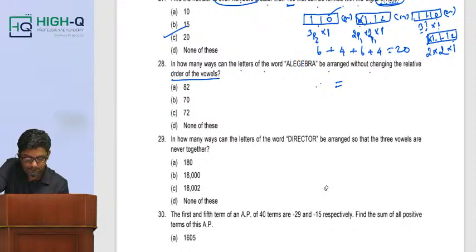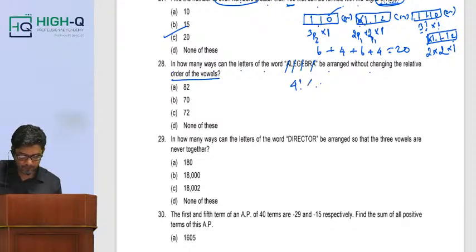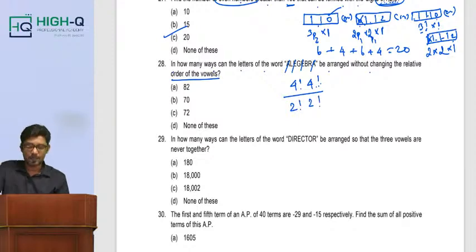Sorry. Some calculation mistake I'm doing. E is there. Double E are there, na? Okay. A. Sorry, 4 are there. Sorry, my dear. 1, 2, 3, 4. Okay. So is it nothing but 4 factorial into 4 factorial divided by 2 factorial into 2 factorial? Is that correct, my dear?